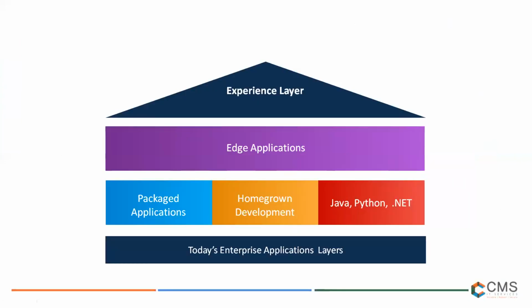So I've put together what a typical application landscape would look like in an average organization. There are the packaged applications, the COTS applications, the homegrown development, which has happened using your DevOps team, etc. And then there are edge applications, which are niche applications, which are packaged applications in a way, but they're also edge applications like transportation, etc. And we have an experience layer, which is typically specific to those applications.